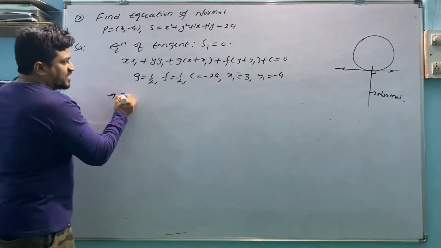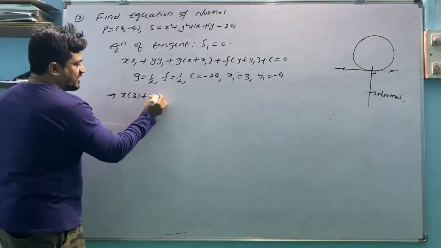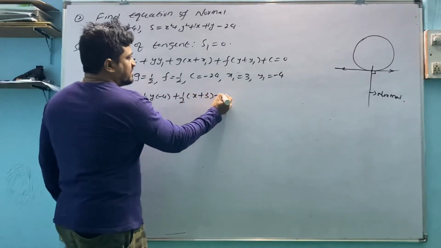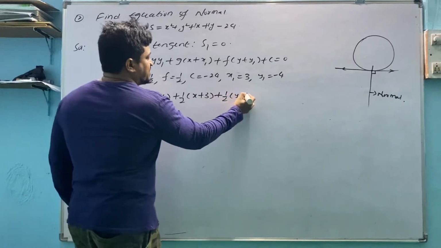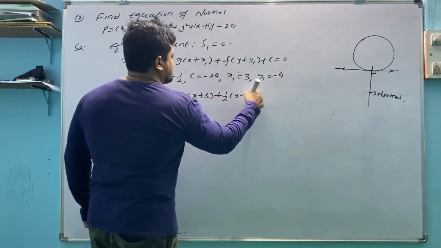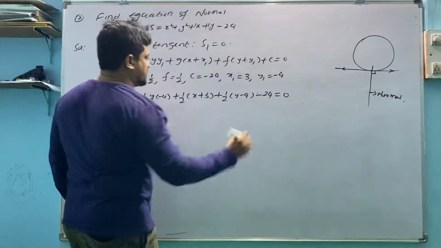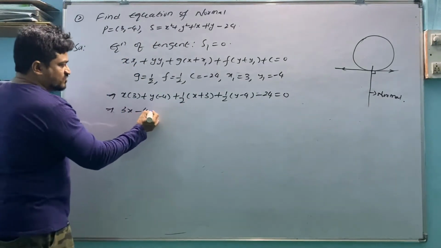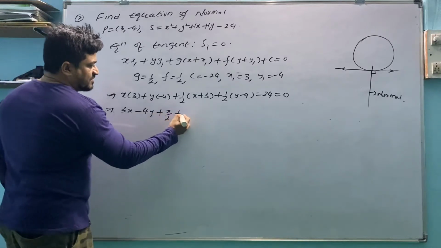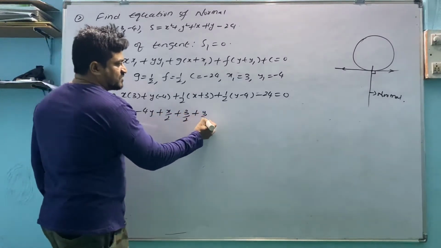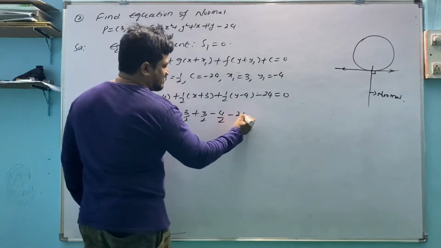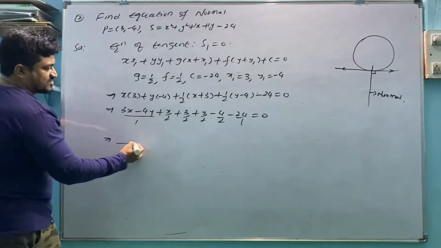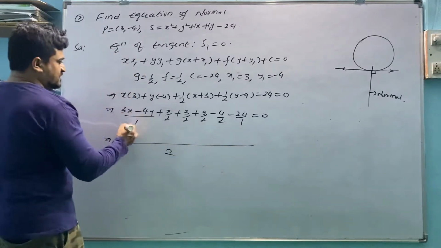Now x into x1 plus y into y1 plus g into (x plus x1) plus f into (y plus y1) plus c is equal to 0. Now we can simplify this one. 3x minus 4y plus x by 2 plus 3 by 2 plus y by 2 minus 4 by 2, again you can simplify also, no problem. If fractions are there, taking the LCM of this one, 2 is multiplied.